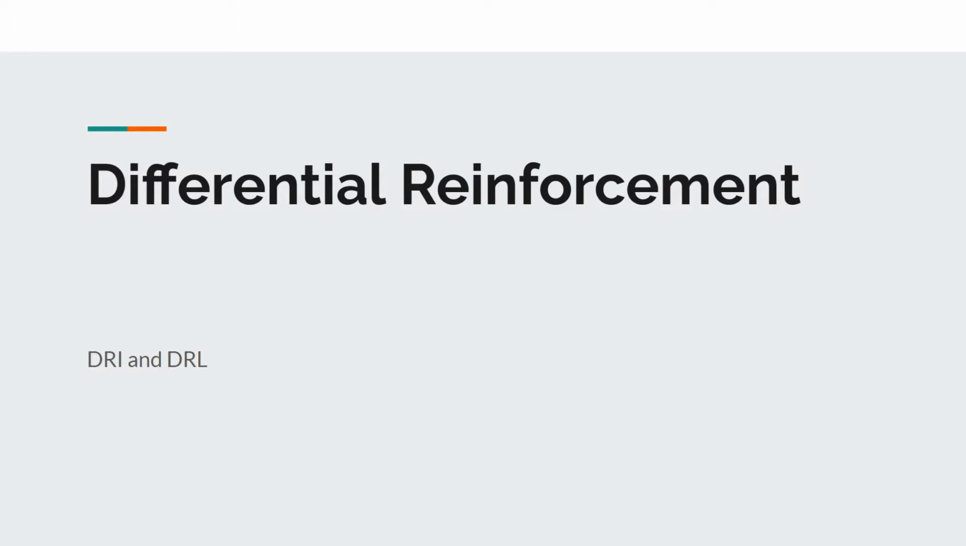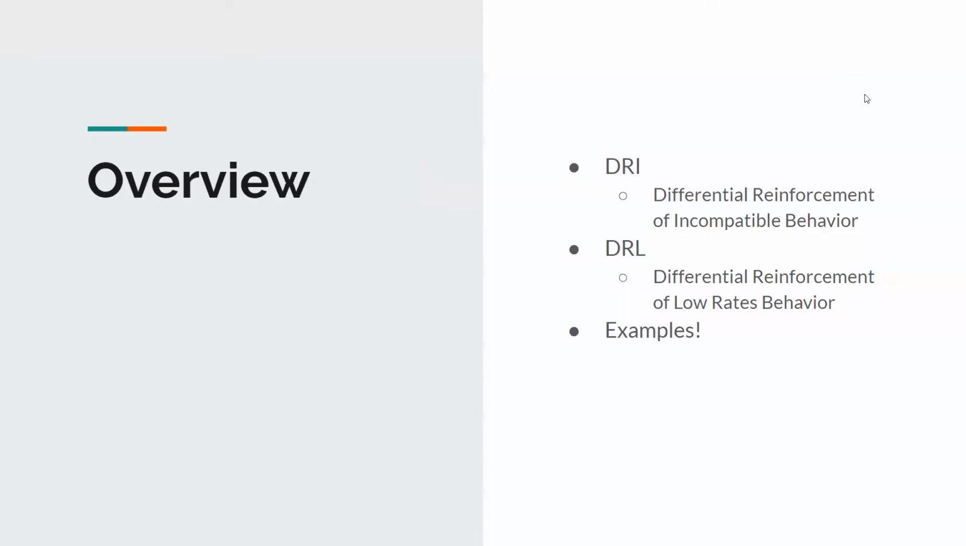And in this video, we will be going over DRIs and DRLs. DRIs are differential reinforcement of incompatible behavior, and DRL is for low rates of behaviors. And then at the end, we will be going over some examples for each of these.